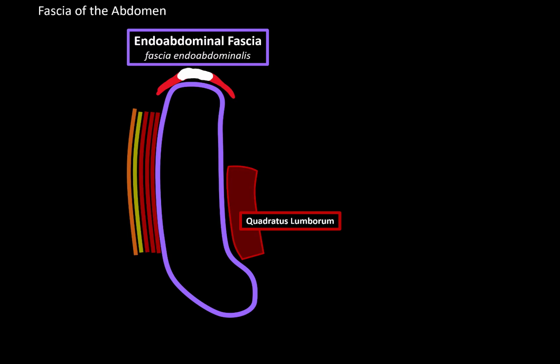Now, the endo-abdominal fascia gets different names depending on its location. If we're looking at the endo-abdominal fascia from the abdominal part, it's going to get the name the transversalis fascia. If the endo-abdominal fascia is in the pelvis, it's called the iliac fascia. And it has some other names as well depending on the region, but the transversalis fascia and the iliac fascia are the most important ones to know when you're studying the fascia of the abdomen.